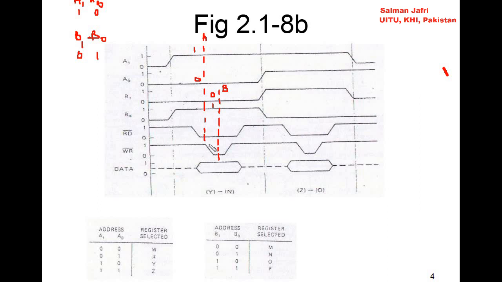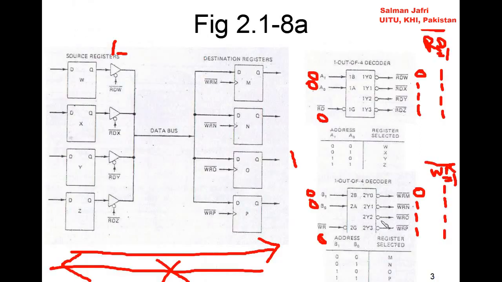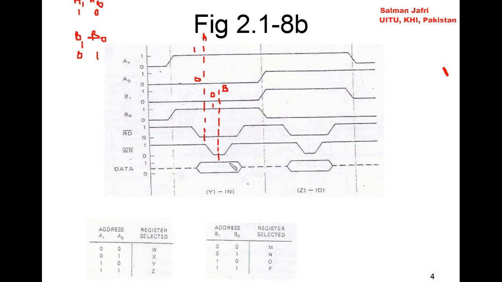A little time afterwards, the WR bar signal becomes 0. And when WR bar signal becomes 0, we are talking about now this decoder, which is the destination decoder. And for the destination address, we should look at the B0 and the B1 signals. So the point when WR bar becomes 0, we look at the contents of B0 and B1. We can see that at this point B1 is 0 and B0 is 1. It means 0, 1 is the destination address.